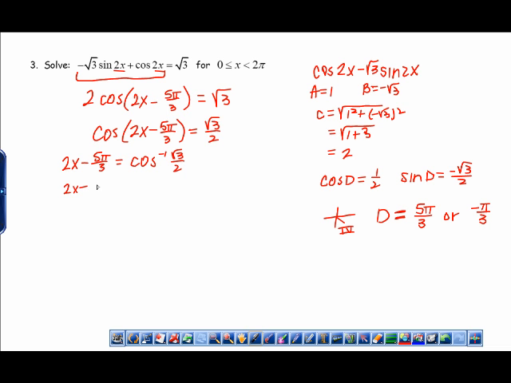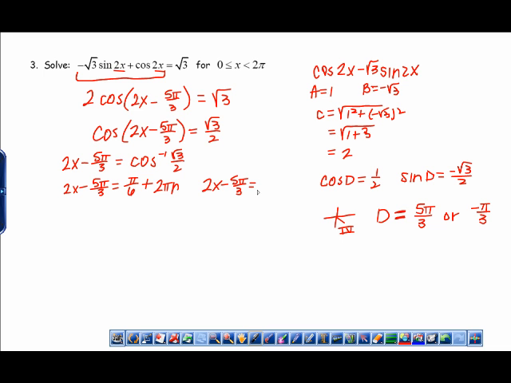Again, just like before with general solutions, I need to figure out what is arc cosine of root 3 over 2? Well, that's going to be 30 degrees, or pi over 6 in radians. And then I'm going to add in plus 2 pi n, because these are general solutions at first, then I'll get to that part.